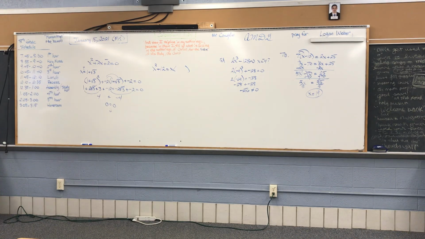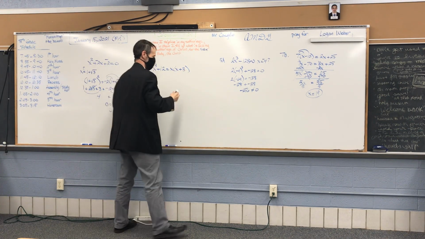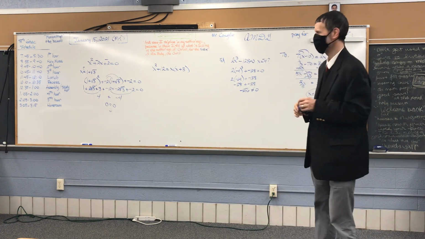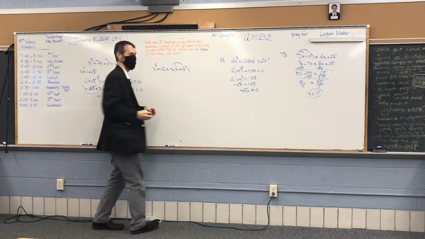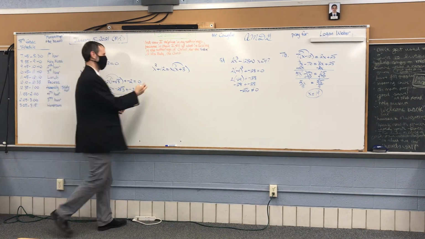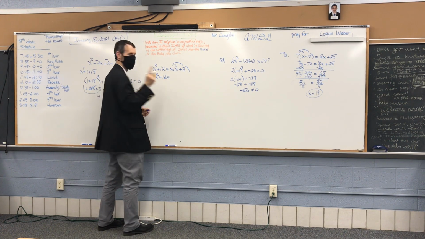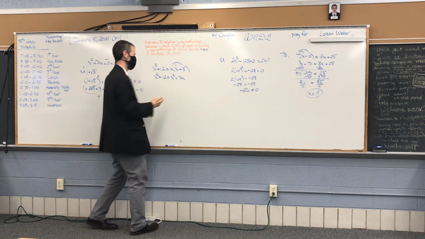X squared plus 12 equals x times parentheses x plus 3. So tell me, actually Bella, take this one. What would you do first? Distribute, definitely. This is called simplifying. It makes it easier to do. X squared plus 12 equals what? X squared plus 3x. What do you do now?